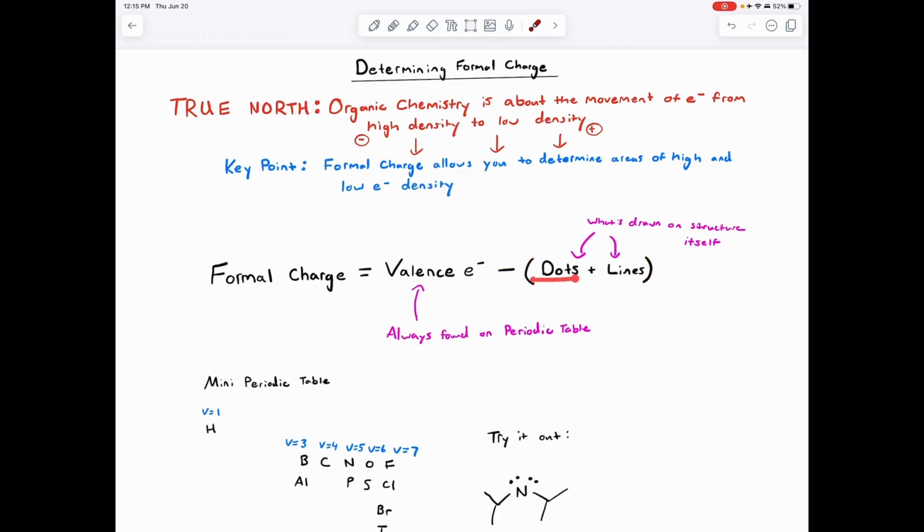Okay, that's not super scientific. Dots are electrons, lines are bonds. I just like making it super simple. Dots and lines. Okay, you don't have to do anything like 1/2 or the number of bonding. Who cares? Okay, valence electrons minus dots plus lines.